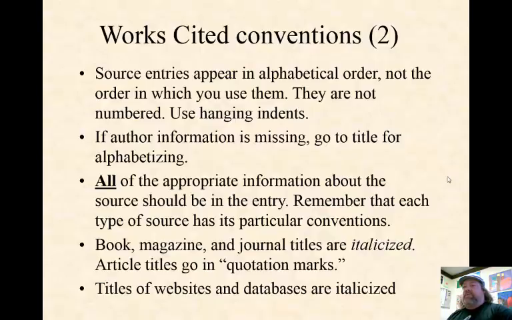If you're looking at chapter 10 of The Active Writer, you'll find some examples, and each example is based on the type of entry that it is, such as a book or an article from a newspaper or an article from a website. As always, book, magazine, journal titles are italicized. Websites are also italicized. Article titles go in quotation marks.